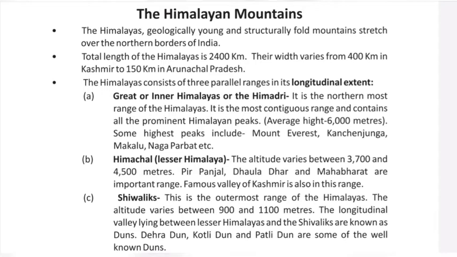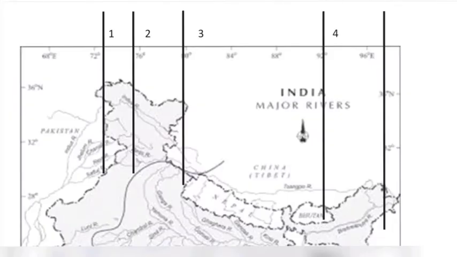The outermost range of Himalaya is called the Shivaliks. They extend over a width of 10 to 50 km and have an altitude varying between 900 and 1100 meters. These ranges are composed of unconsolidated sediments brought down by rivers from the main Himalayan ranges located further north. These valleys are covered with thick gravel and alluvium. The longitudinal valleys lying between Lesser Himalaya and the Shivaliks are known as duns. Dehra Dun, Kotli Dun and Patli Dun are some of the well-known duns.